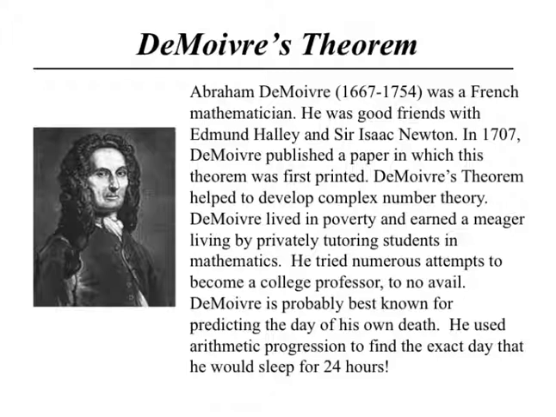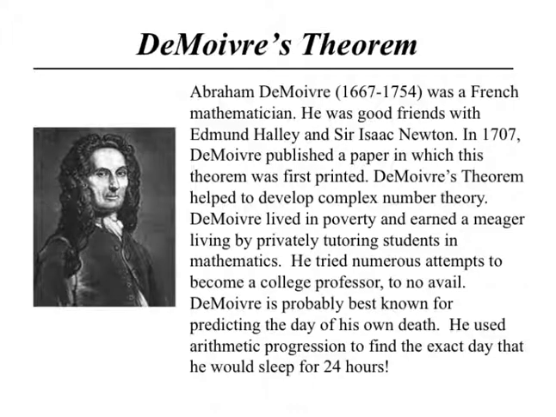Now you don't need to write this down. This is just a little history lesson. Abraham de Moivre lived from 1667 until 1754. He was a French mathematician. He was good friends with Edmund Halley, of Halley's Comet, and Sir Isaac Newton. In 1707, when he was 40 years old, he published a paper in which this theorem was first printed. De Moivre's theorem helped to develop complex number theory, which most colleges offer as a class. I did in fact take that class in college.